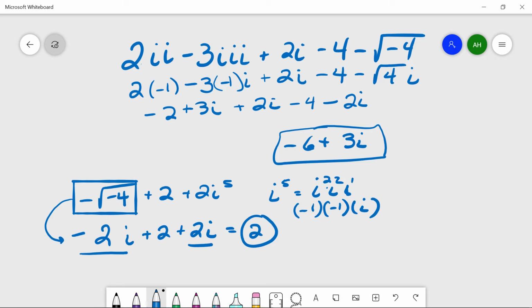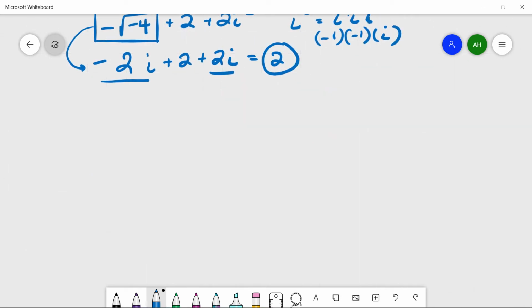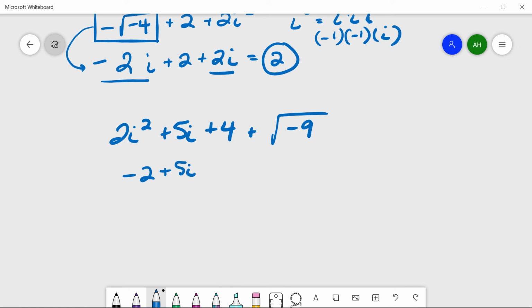All right, let's do one more of these real quick. All right, if I have 2i squared plus 5i plus 4 plus the square root of negative 9. All right, this i squared is going to be negative 1, so this becomes a negative 2, plus 5i plus 4 plus the square root of 9 is 3, and that negative sign is going to give us an i. All right, so I have a negative 2 and a positive 4 is going to give me positive 2. I have the 5i and the 3i is going to give me 8i. So there's the answer there.